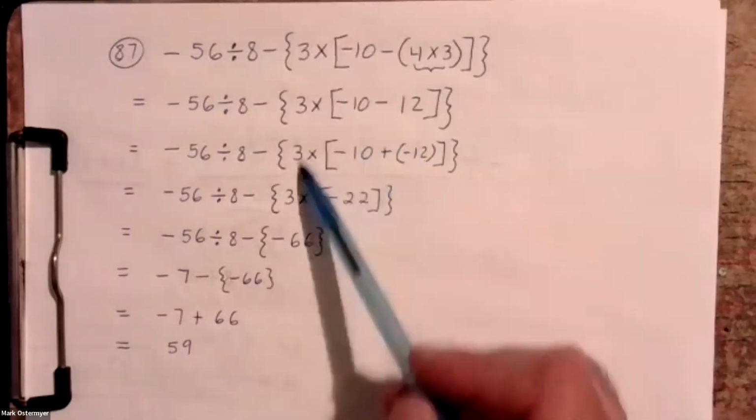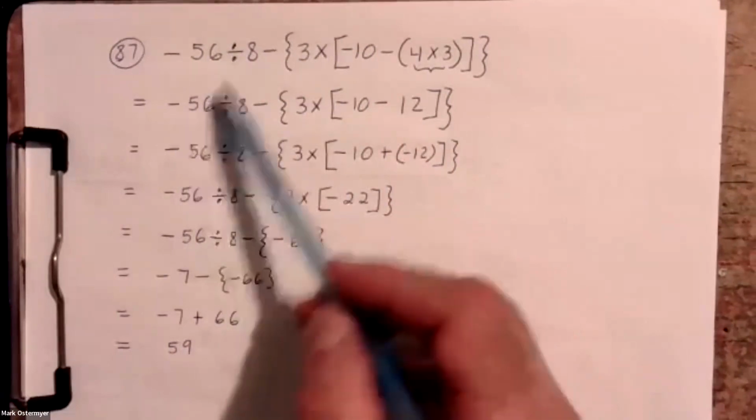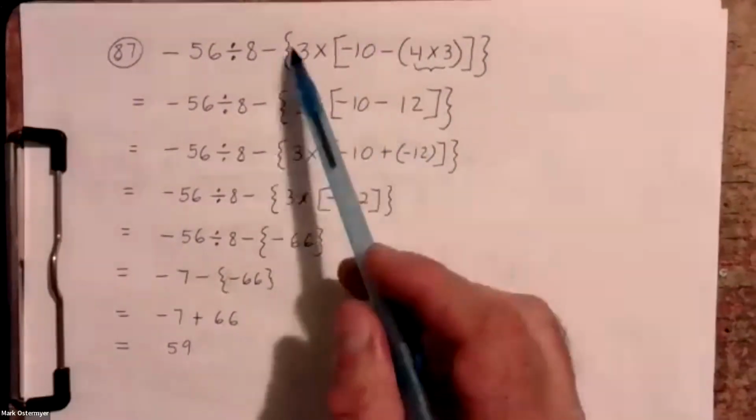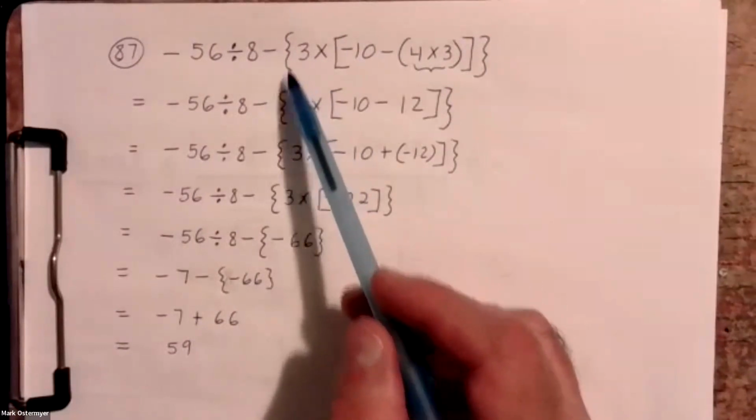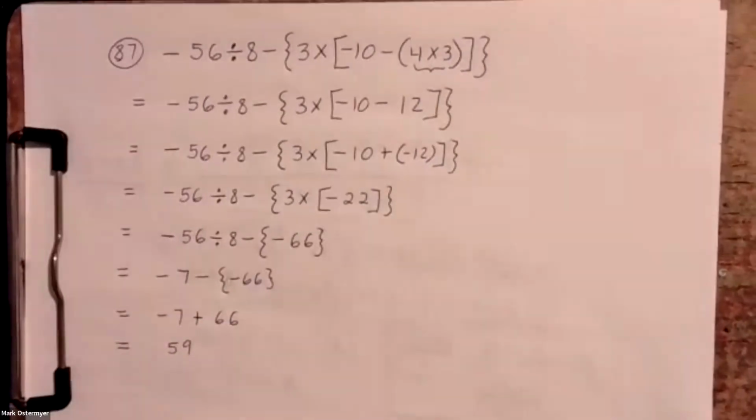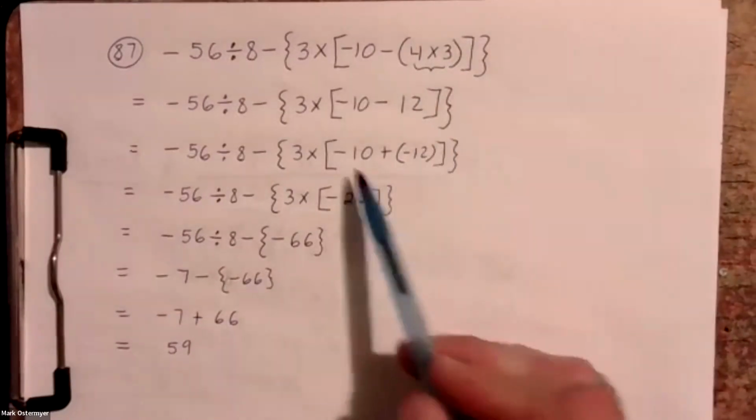Notice I keep bringing everything down from the line before. You can't lose things from line to line to line. All right, because if you do, like if you go from the first line to the second line, you lose the braces or the brackets, you're going to lose your precedence and the whole problem will fall apart. All right, so we got it down to this.